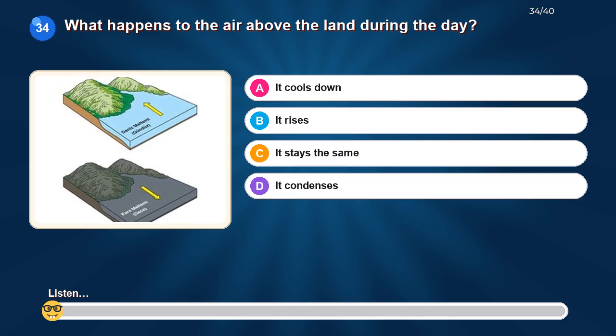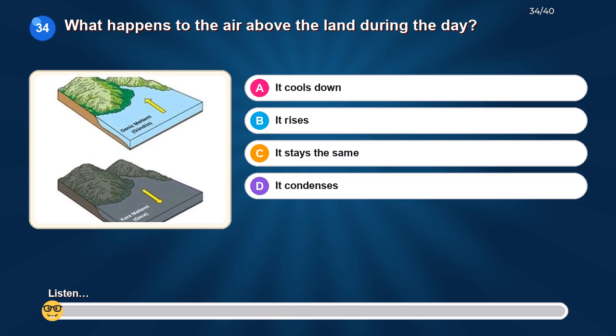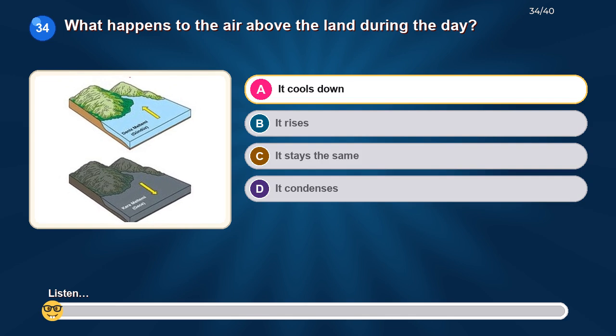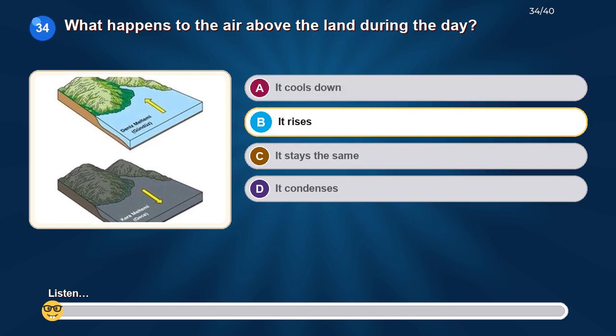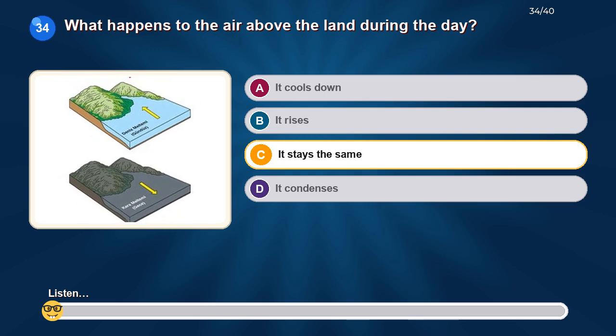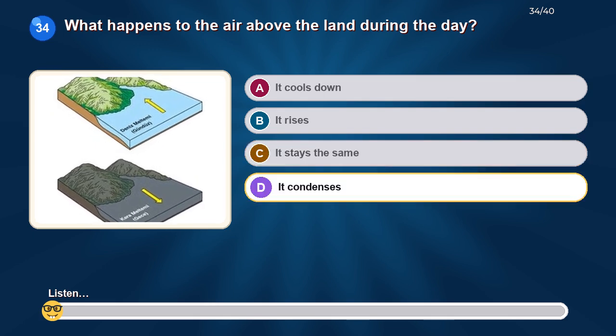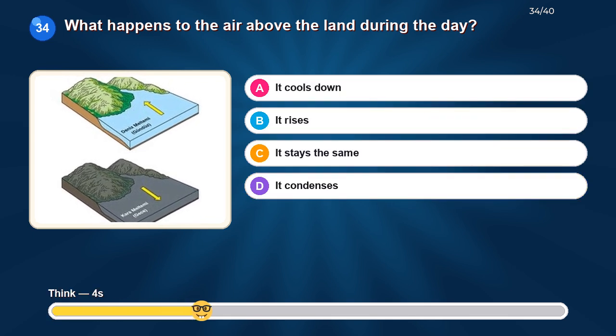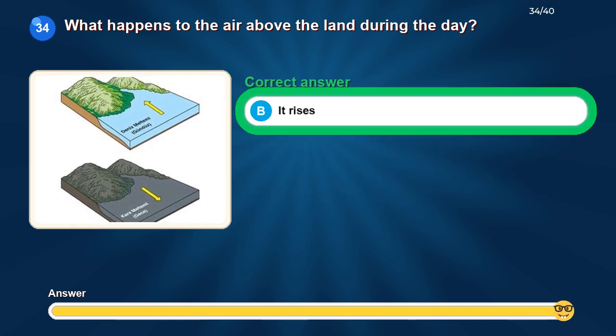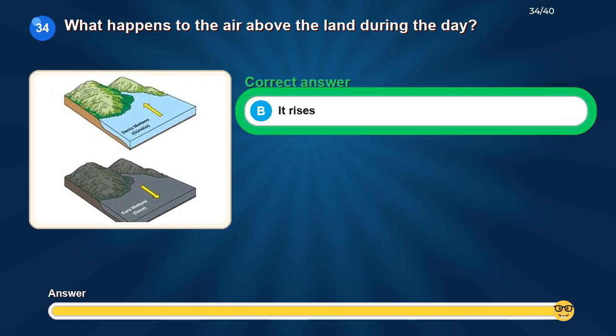What happens to the air above the land during the day? Option A, it cools down. Option B, it rises. Option C, it stays the same. Option D, it condenses. The correct answer is, it rises.